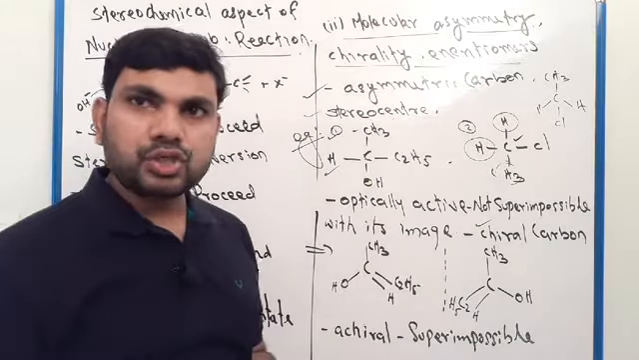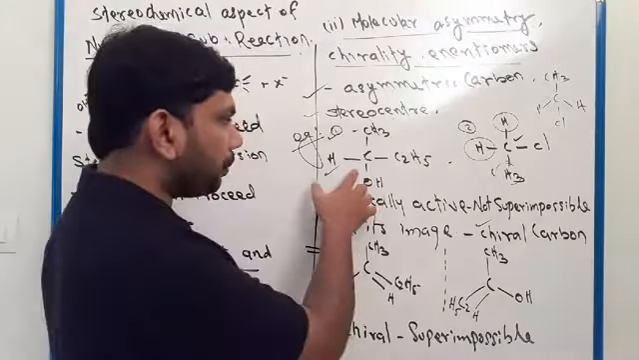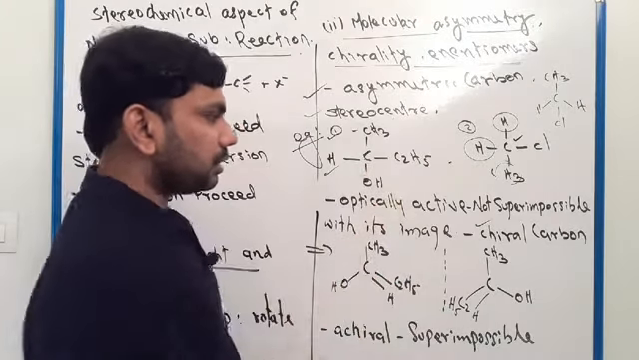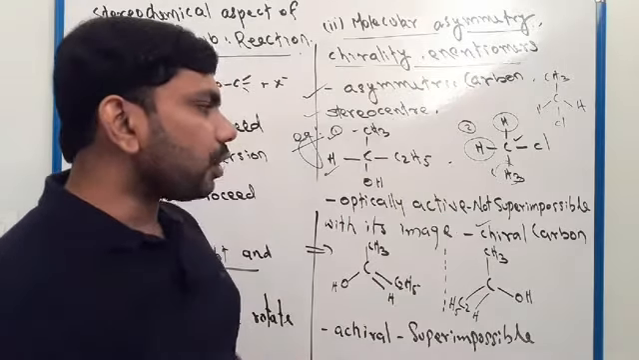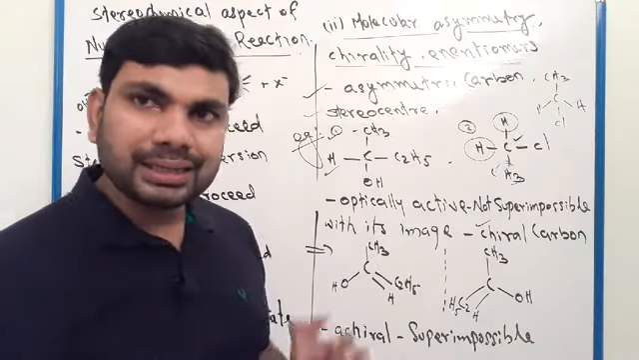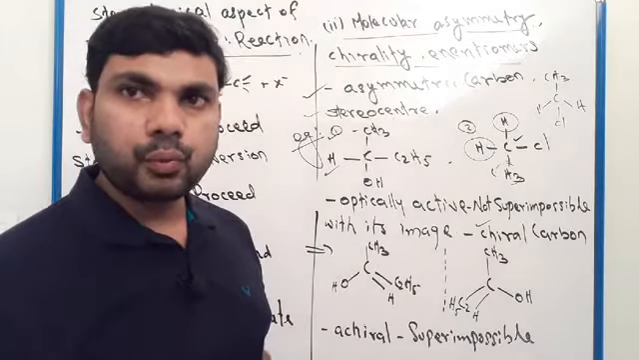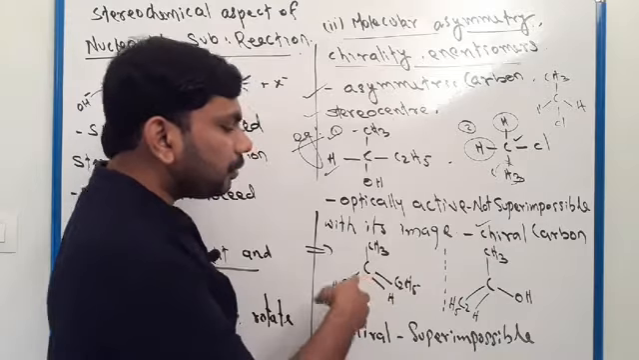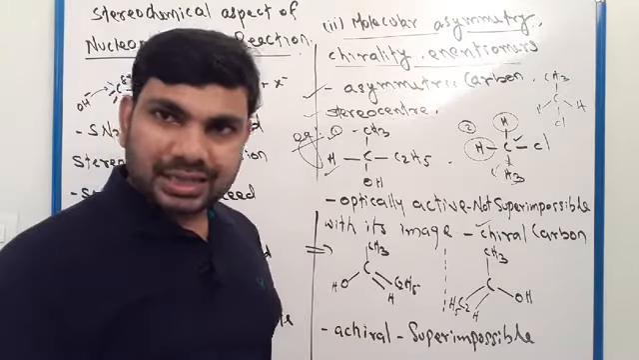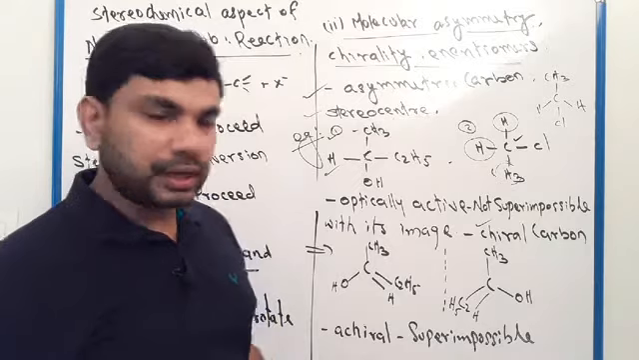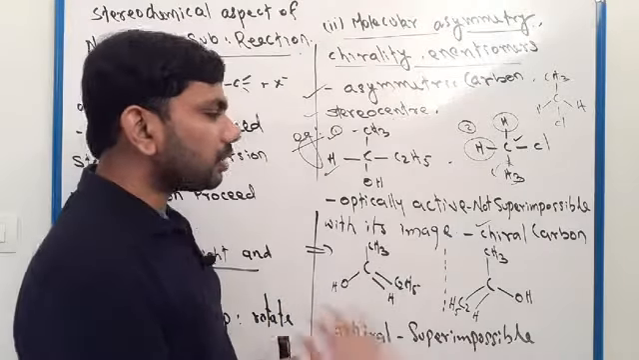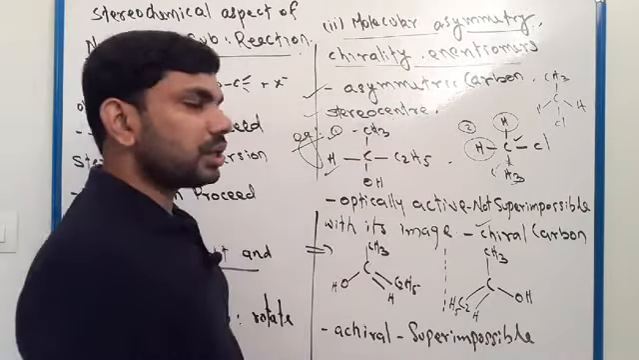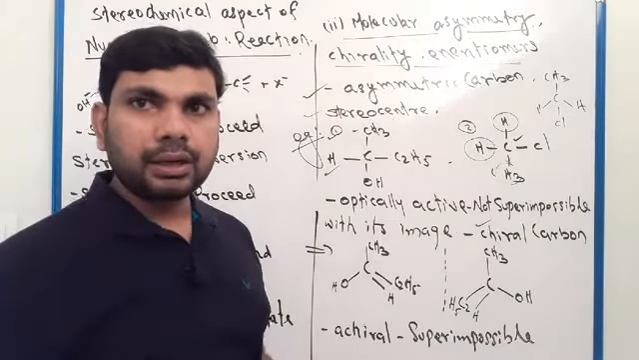So here one question, draw optical isomers of this compound. So you can do like this. These are the two optical isomers of this structure. Clear? So condition for optical isomerism, the compound contains chiral carbon. What do you mean by chiral carbon? Chiral carbon means carbon with four different atoms or different molecules. This type of carbon is called chiral carbon, or we can say asymmetric carbon or stereo center. These are the different names. Clear?